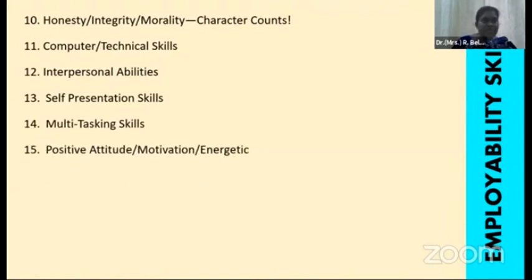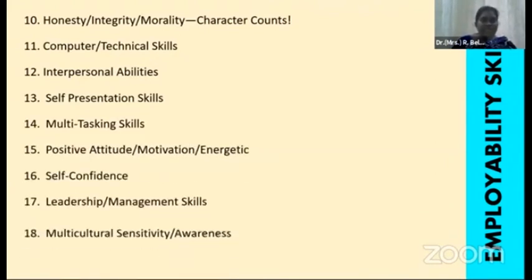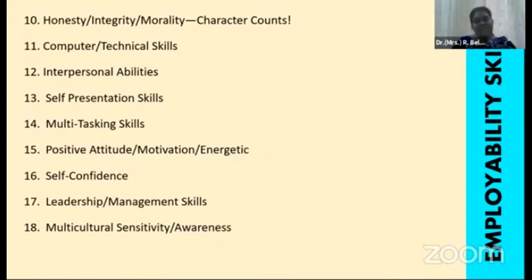Okay, multitasking, positive attitude, self confidence, leadership management skills, multicultural sensitivity. When I say multicultural, people from Assam might be there. You can't, while they're sitting there, say, hey, Chinese are sitting here, stupid, they'll throw you out of your organization. He'll do exactly that, the company person will say, don't think I'm telling you stupid, I'm sorry, I didn't say.